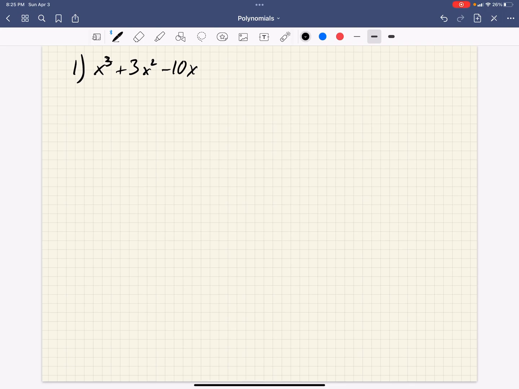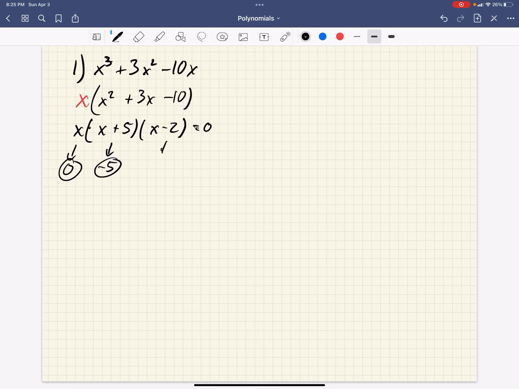Okay, so again, we started off with this one. We said we would start off by possibly factoring this, right? This is one where we could take out an x to start and make this x squared plus 3x minus 10, and then we could factor it, right? We could take the x, and then we could break this down into x plus 5, x minus 2, right? So our roots would technically be 0, negative 5, and positive 2. So that's one option.